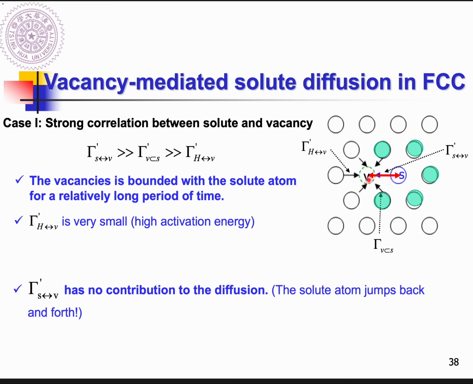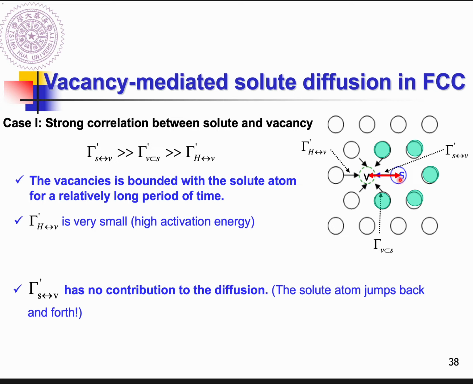Even though the solute and vacancy bind for a relatively long period of time, and although the gamma prime is highest, as you see here, the solute jumps to the left-hand side and the vacancy jumps to the right-hand side, right? But the solute will jump back and forth, right? And this behavior has no contribution to the diffusion. So the gamma prime between SV has no contribution to its diffusion.